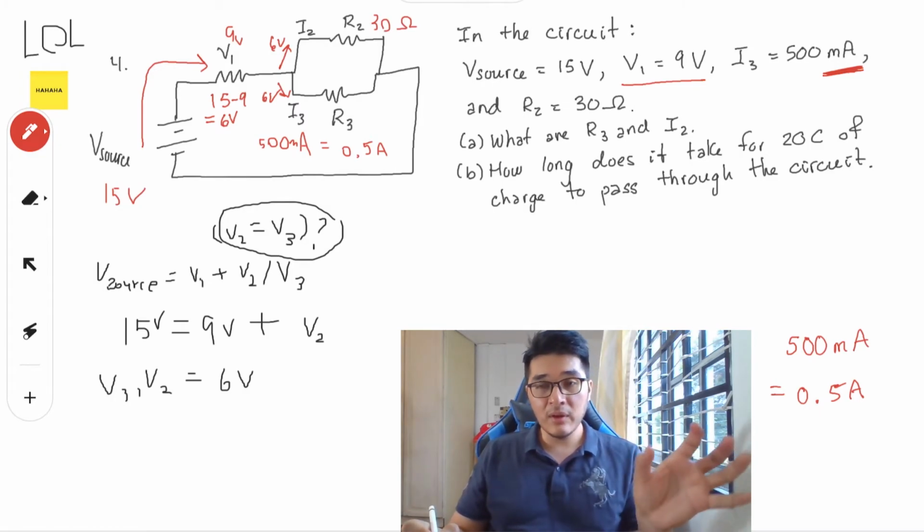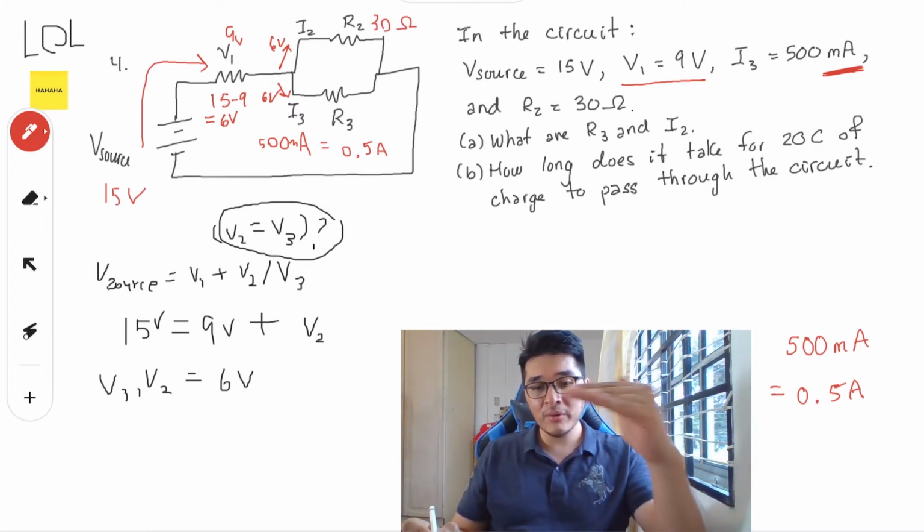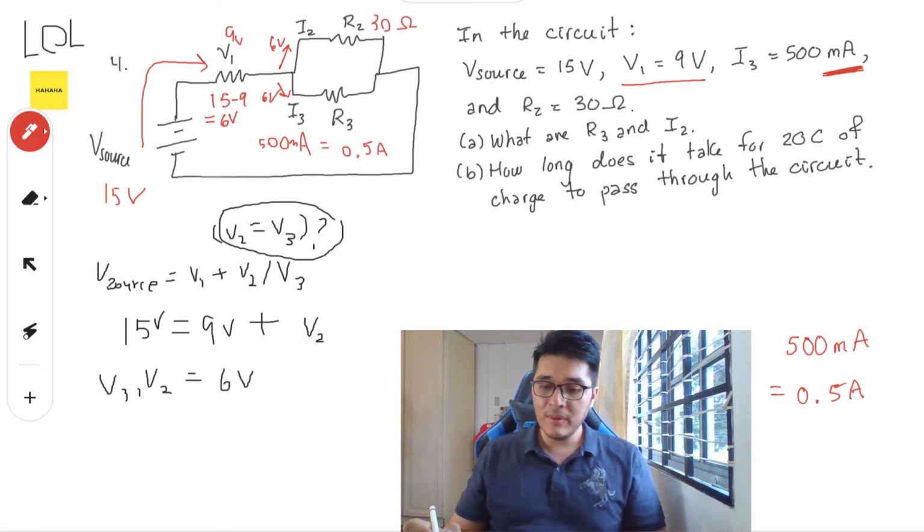So you look at the voltage and you start from the power source, and then you could consider the current from the power source. But in this case, they didn't give you the current at the source, so it's not that helpful in this case.